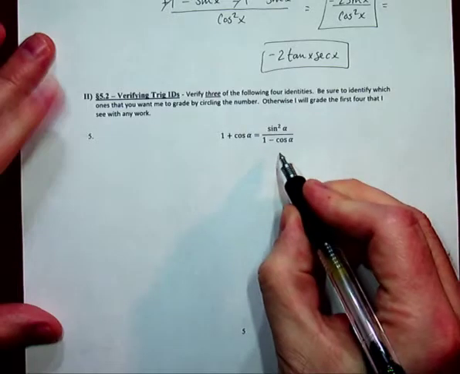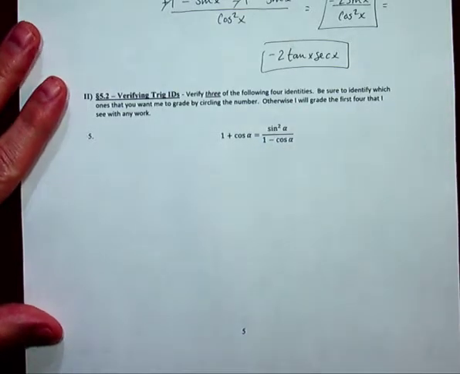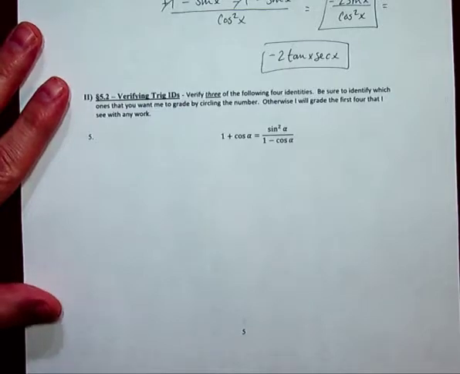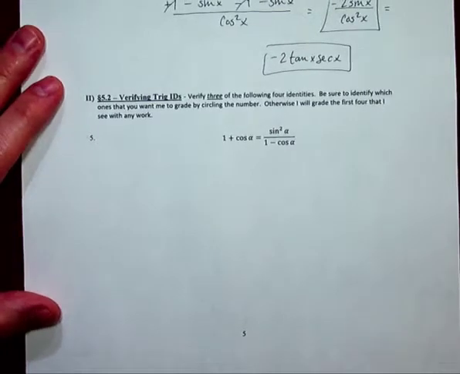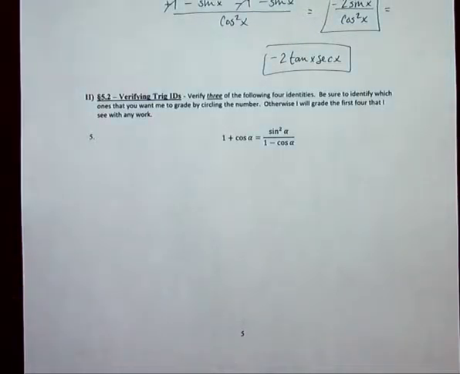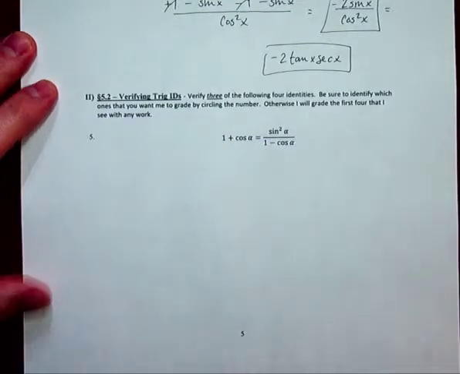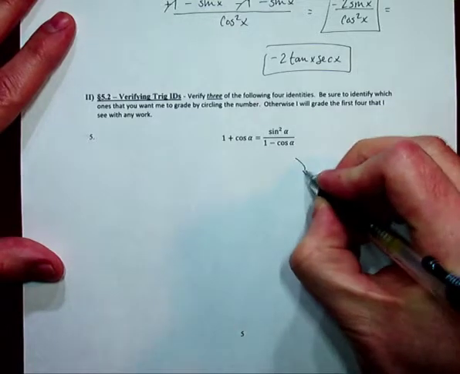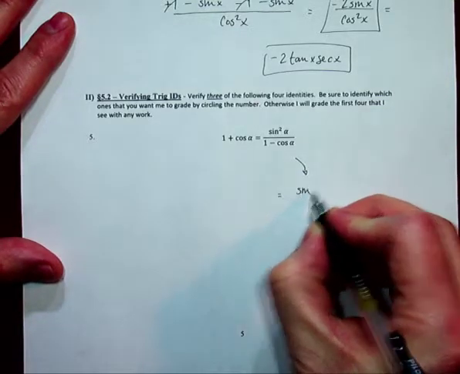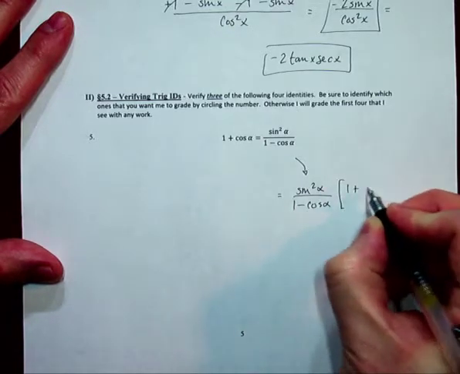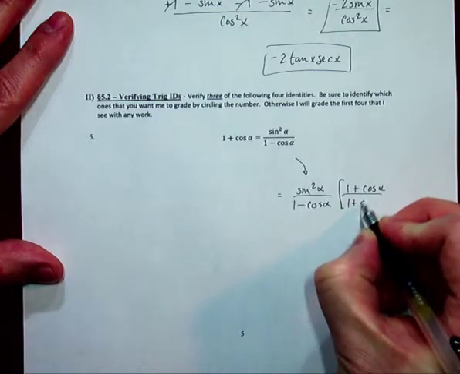Now, there's two ways to go about this. One, I can go ahead and change sine squared alpha into 1 minus cosine squared, and from there factor it and cancel. Or, a little bit more difficult, but if you saw it this way, that's fine. You can multiply this thing by the conjugate of the denominator over itself. Let's go ahead and do it that way first, okay? So we have sine squared alpha over 1 minus cosine alpha, times 1 plus cosine alpha over 1 plus cosine alpha.